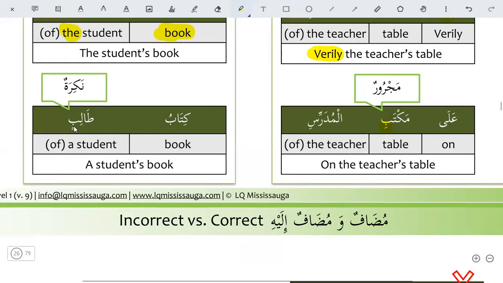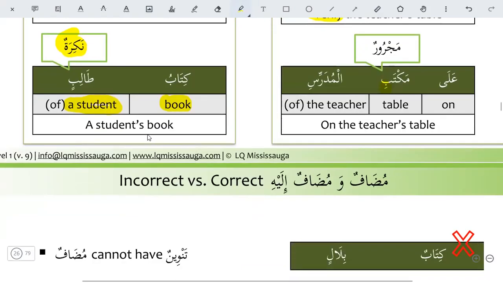Talibin. Talibin is an indefinite noun. A student. We don't know who is the student. A student, any student, anywhere. So this is an indefinite noun, talibin, a student. Because mudaf ilay is indefinite here, the mudaf will also be indefinite, nakira. Kitabu talibin, a student's book. We don't know about the students, and we don't know about the books.